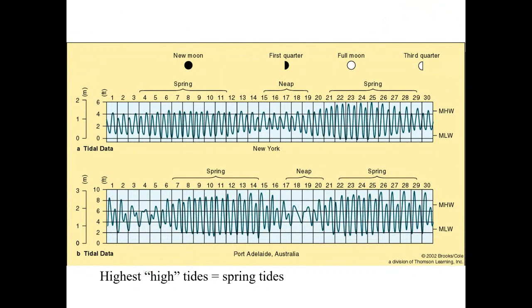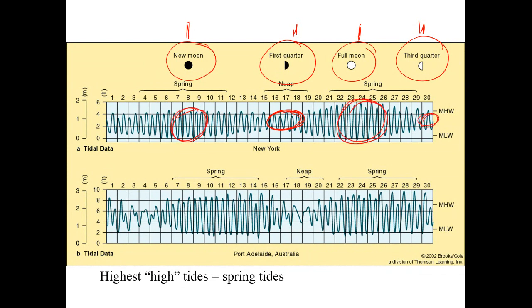If you look over a lunar month, 27 to 29 days, you're going to have gone through all 4 phases of the moon, again alternating the new and the full with your spring tides, and the first and third quarter with your neap tides. And that means that you're going to have lower tidal heights during neap times and higher tidal heights during spring tides.